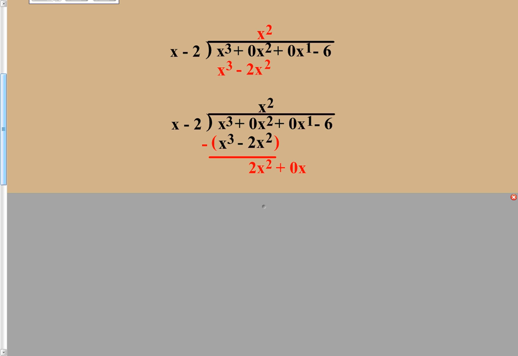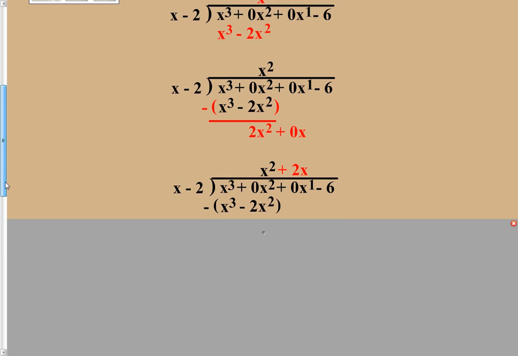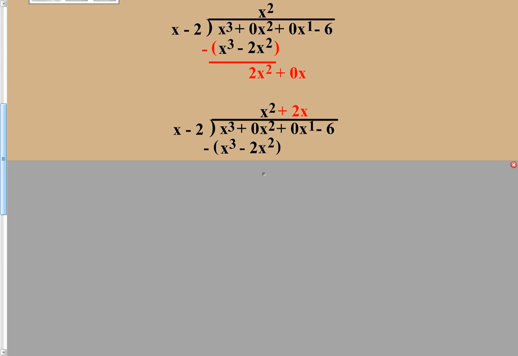So once again, now we're going to ask ourselves, what should the next value be above the division symbol? Because we're trying to now get rid of a 2x squared. What times x to the first out there in the divisor is going to equal 2x squared? Well, we're going to need a coefficient of 2, and we're going to need another x. So 2x is going to be our new value up top. So we're going to multiply 2x times our divisor. And that's going to give us 2x times x is 2x squared. 2x times negative 2 is negative 4x.